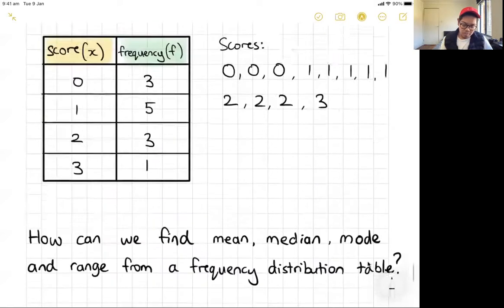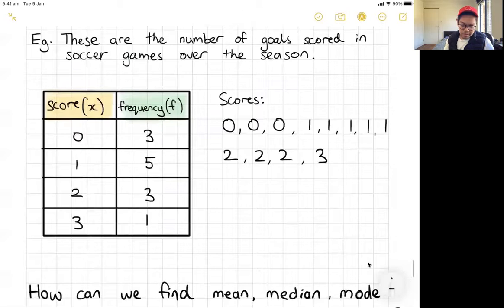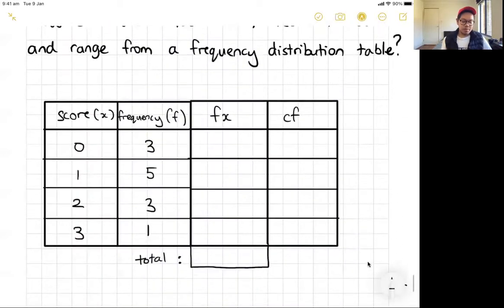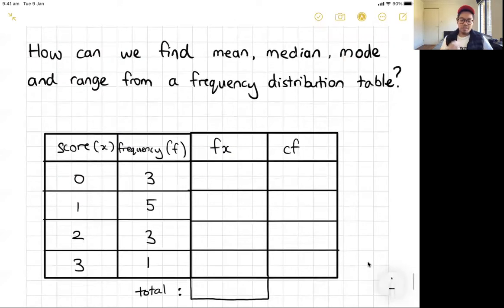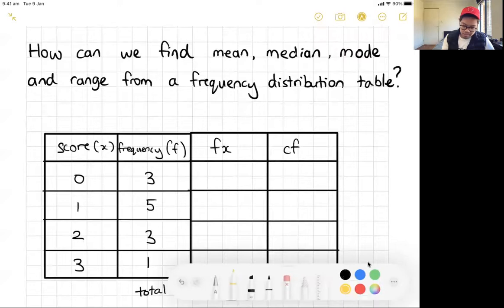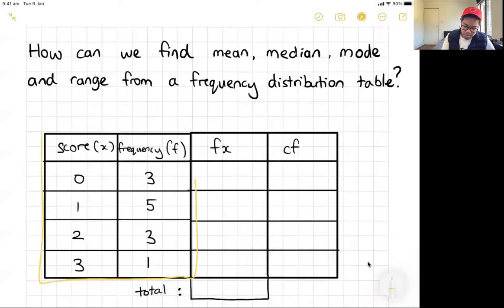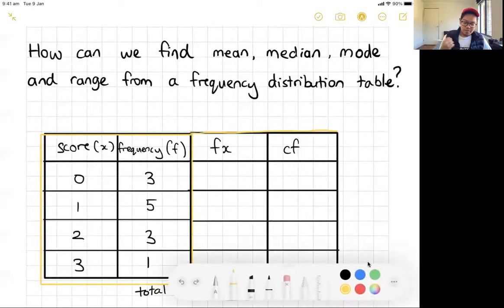I used the exact same numbers as before: 0, 1, 2, 3 with frequencies 3, 5, 3, 1. Same information, but now I've added 2 more columns. These 2 columns are going to be helpful when we want to find the mean, the median, the mode, and the range. So if they ever ask you a question on how to use the tables, draw out your table and copy it down, just like we did. You'll copy this part out in your book from the question, but often you're going to have to fill out those other 2, the FX and the CF column.